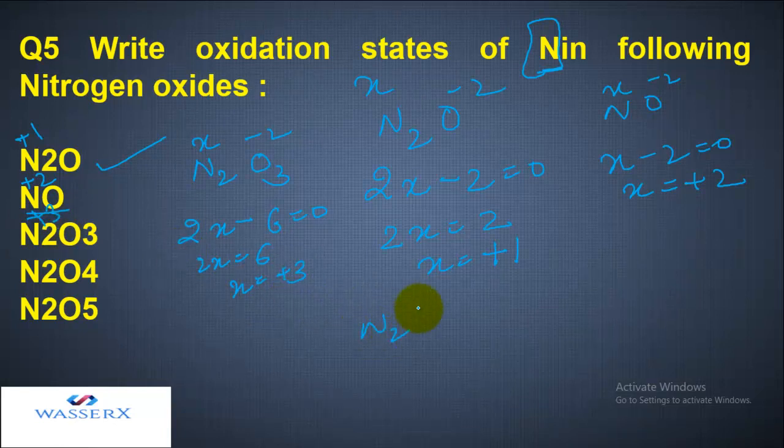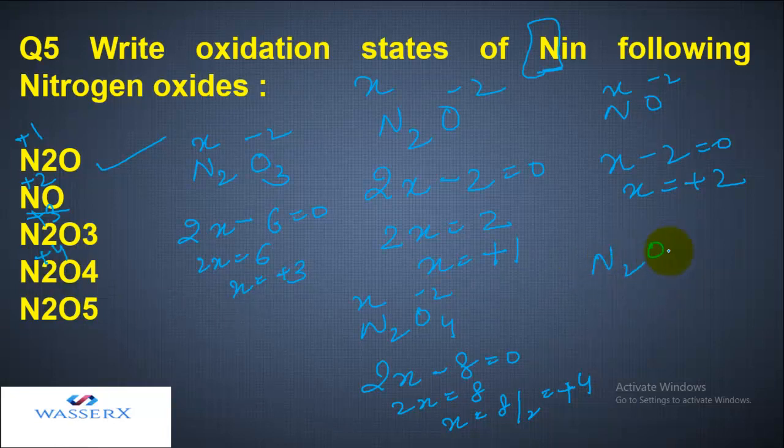Let's find for N2O4, X and -2. So this is 2X minus 8 is equal to 0, or 2X is equal to 8, or X is equal to 8 by 2, which comes out to be +4. Next for N2O5, this is X, this is -2. 2X minus 10 is equal to 0, 2X is equal to 10, or X is equal to +5. So this is how you're going to calculate the oxidation state if it is asked in a question to find.